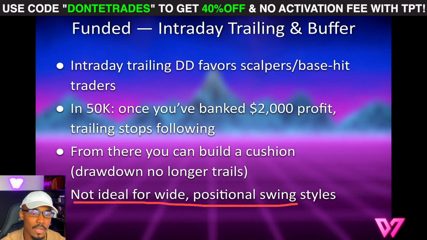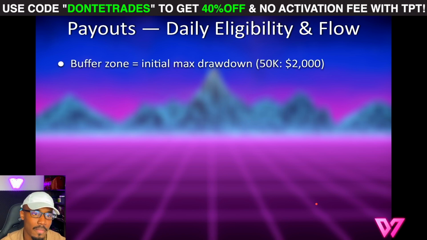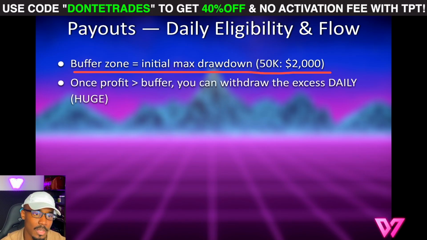So this is not ideal for really wide positional swing trade style. So it just is what it is. And that's going to be the situation with pretty much every prop firm out there. Now, the buffer zone equals the max initial drawdown. So the 50K is going to be $2,000. That's your drawdown. So that's going to be your buffer zone.